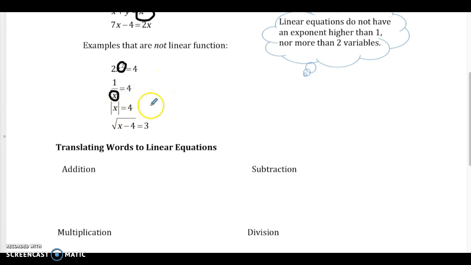Absolute value bars, remember, give you that V shape on the graph. So again, it's non-linear. Remember, linear is line-ar. And then we have the square root, which will also give you a non-linear graph.